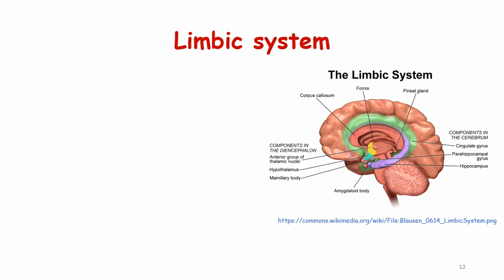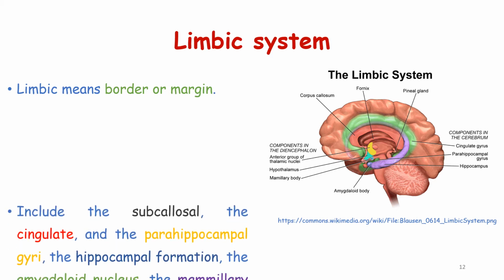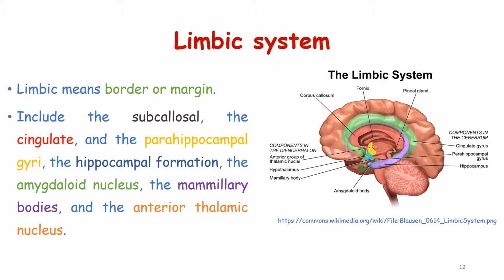The word limbic means border or margin. The term limbic system was loosely used to include a group of structures that lie in the border zone between the cerebral cortex and the hypothalamus. Anatomically, the limbic structures include the subcallosal, the cingulate, and the parahippocampal gyri, the hippocampal formation, the amygdaloid nucleus, the mammillary bodies, and the anterior thalamic nucleus.